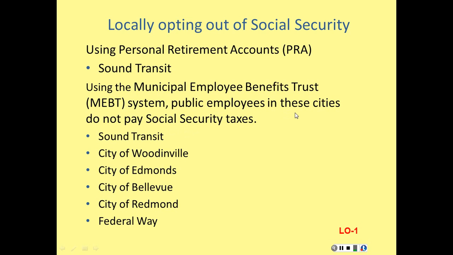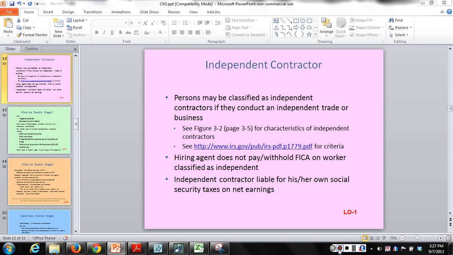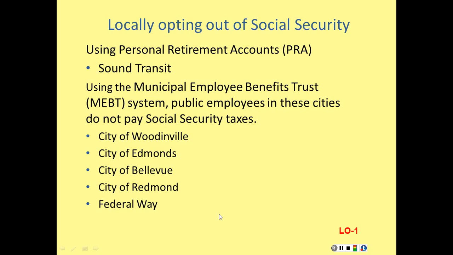The public employees in these cities, City of Federal Way, Redmond, Bellevue, Edmonds, and Woodinville, they are under this Municipal Employee Benefit Trust Program, and they don't pay into Social Security taxes. Now, there may be splits here where in the city of Woodinville, I don't know, or city of Edmonds, they have some employees on it and some employees not. I don't know the detail of that. And some of this may have changed since the research I did brought it up.